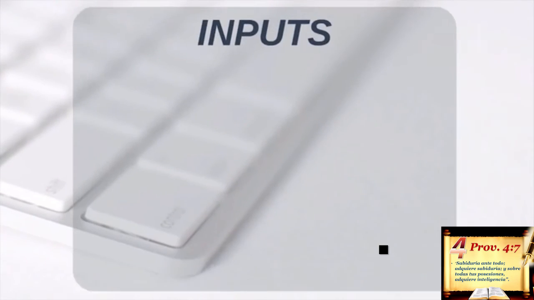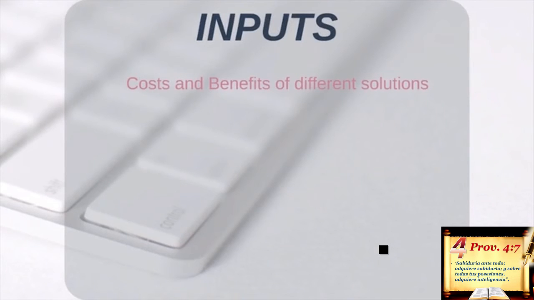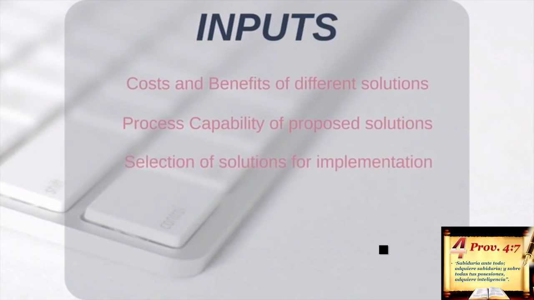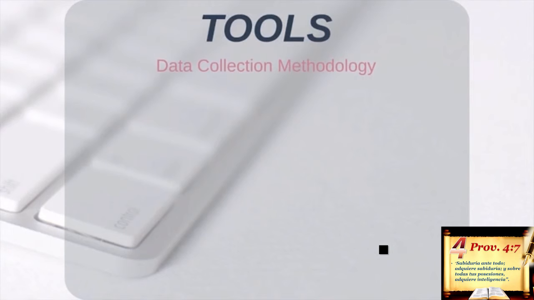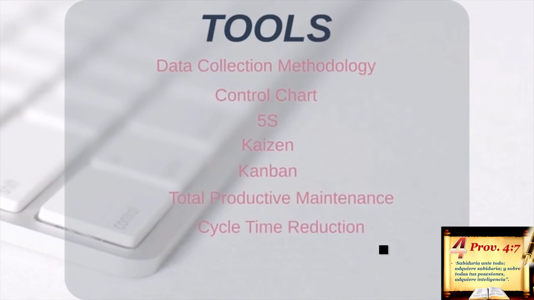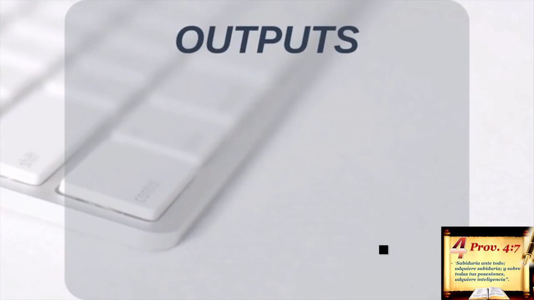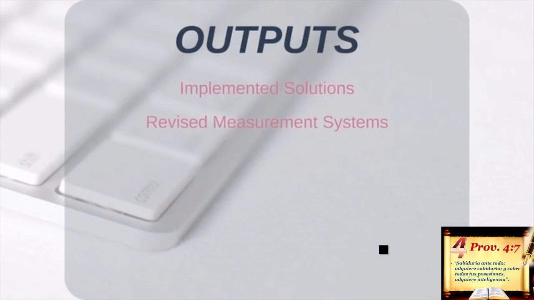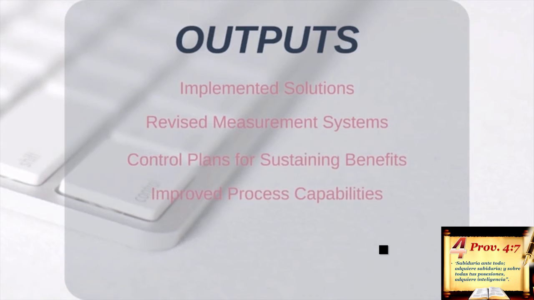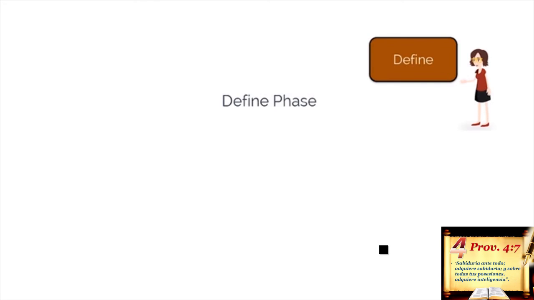The inputs of this phase are cost and benefits of different solutions, process capability of proposed solutions, selection of solutions for implementation, implementation plan. The tools used are data collection methodology, control chart, 5S, Kaizen, Kanban, total productive maintenance, cycle time reduction, measurement system reanalysis. The outputs of the control phase are implemented solutions, revised measurement systems, control plans for sustaining benefits, improved process capabilities, and lessons learned. Let's learn about each phase in detail.